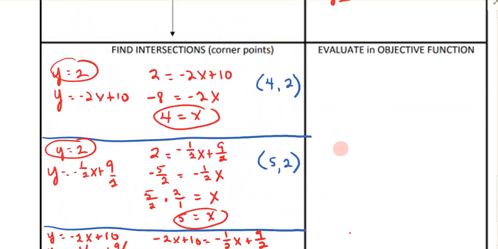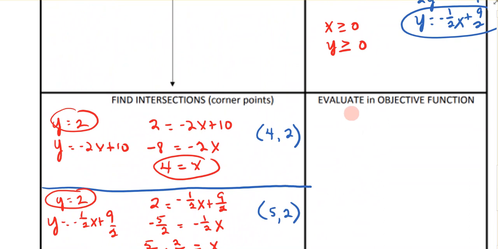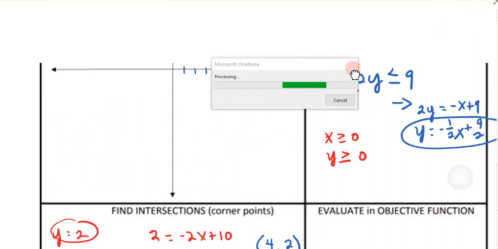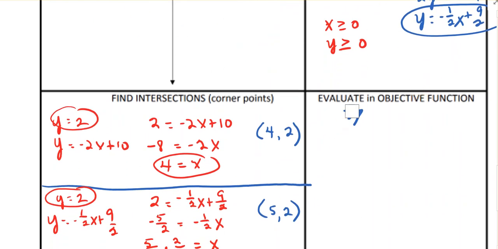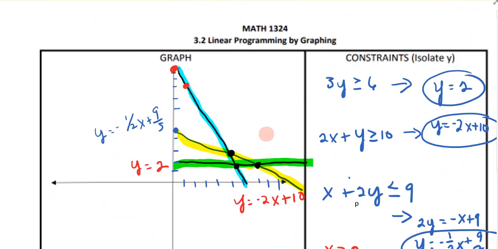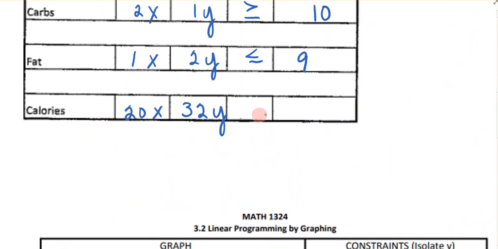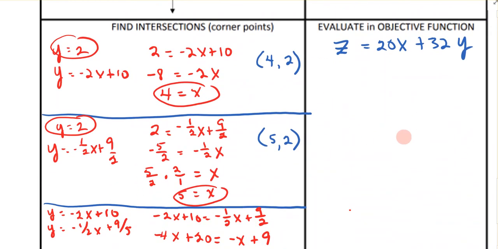All right, so we have filled in that finding the intersection part. Those are the 3 corner points. Remember that we're going to be evaluating z equals 20x plus 32y. Where did that come from? If we remember back up in our chart, the calories here is our objective function. So that's going in that last box there, and we're going to take these points and plug in here.